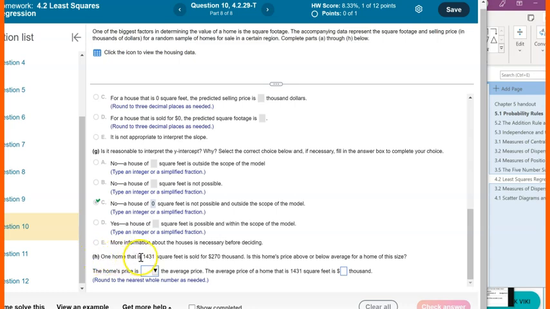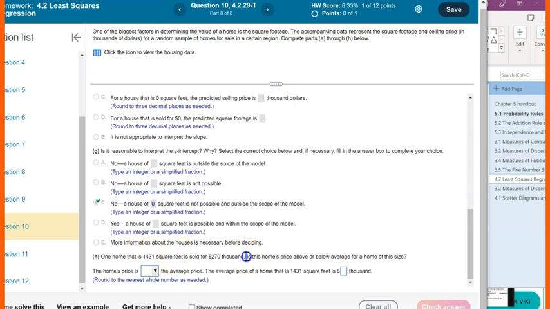One home that is 1431 square foot is sold for $270,000. Remember that this is the real value which is sold. This is called the observed value, $270,000, which really sold, which has 1431 square feet.